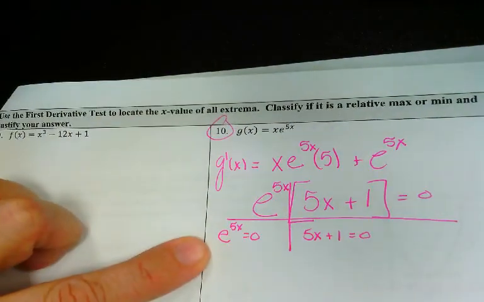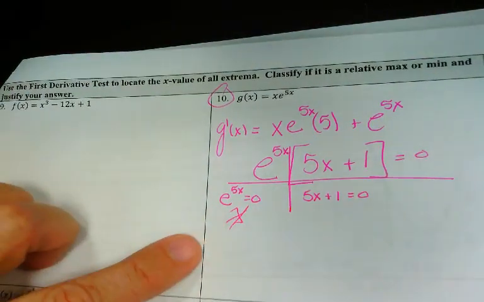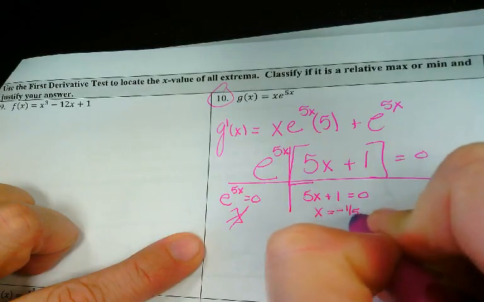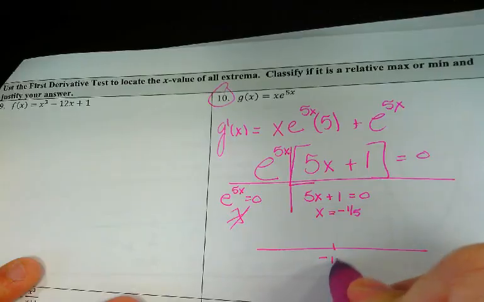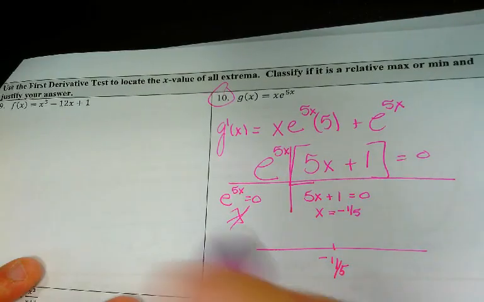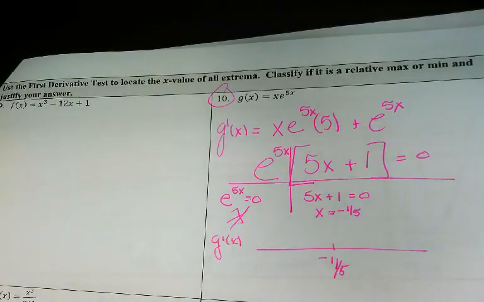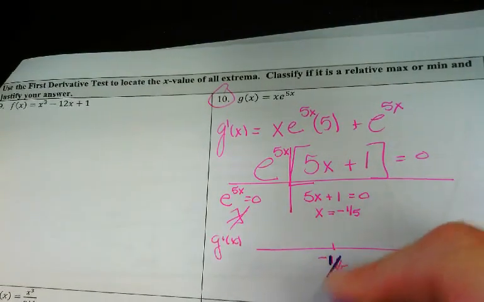What do we know about our e function in 0? It never hits 0, so that side doesn't exist. And here we just get x equals negative 1/5. So only one critical point to check. These are going back into g prime of x. So negative 1/5.